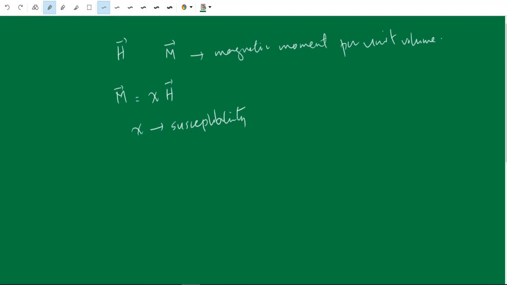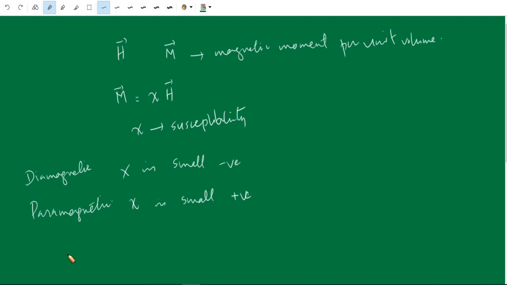For a diamagnetic material, chi is a small negative quantity, and for a paramagnetic material chi is small but positive. For a ferromagnet also it is positive, but it is large. So this is the susceptibility and magnetism.